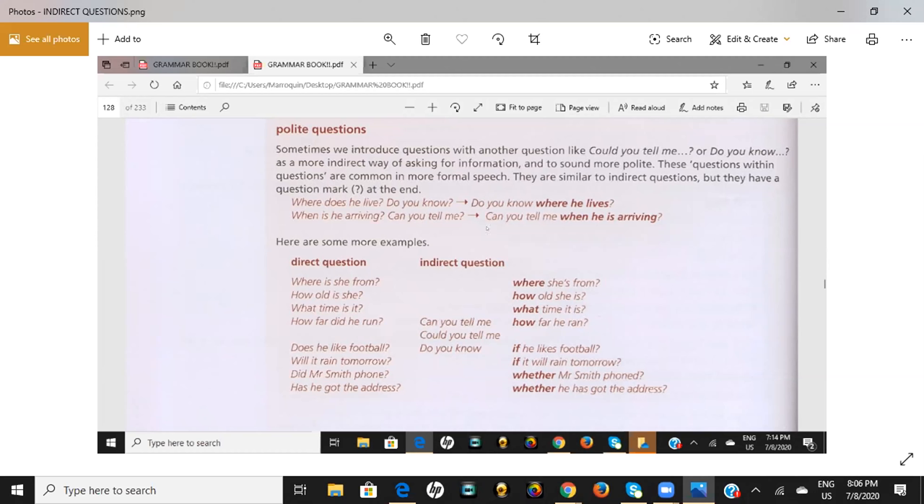Okay, can you read the second example, please? When is he arriving? Can you tell me? Can you tell me when he is arriving? Okay, very good, thank you.